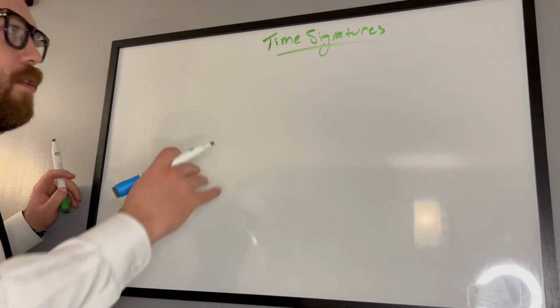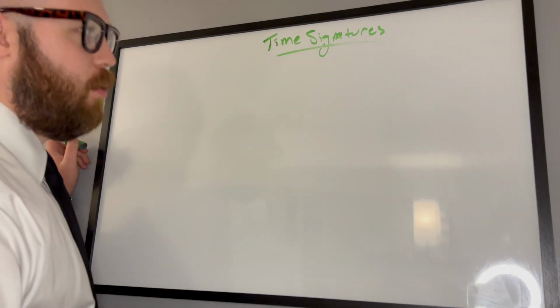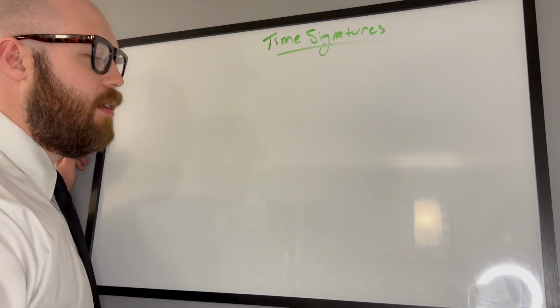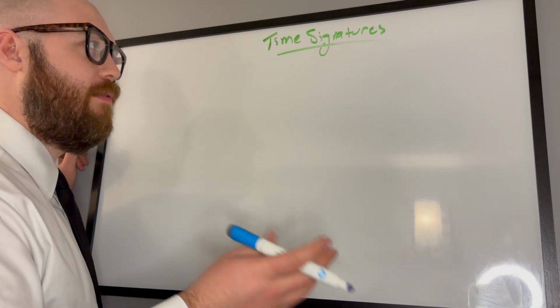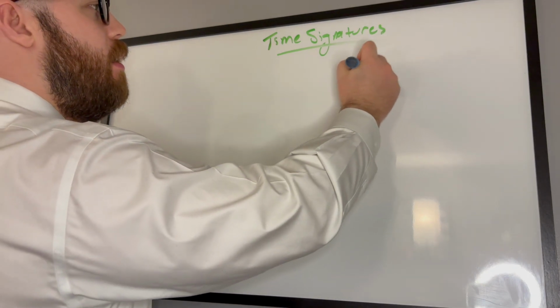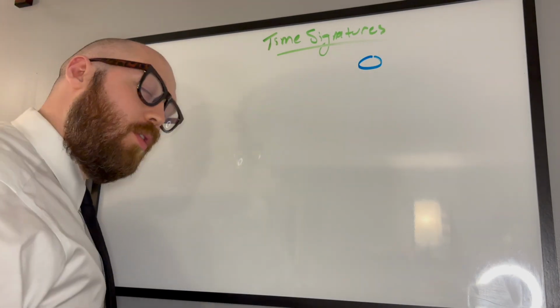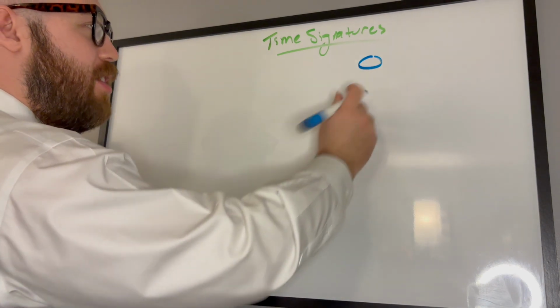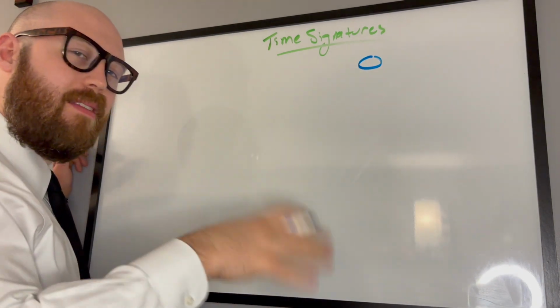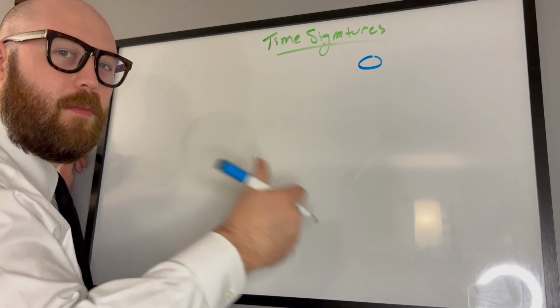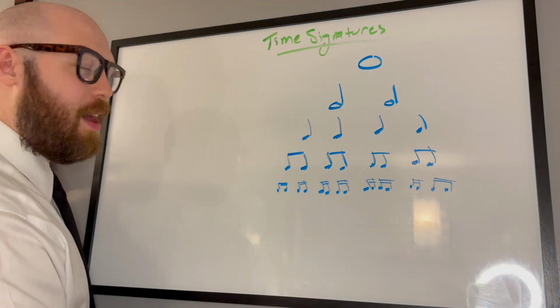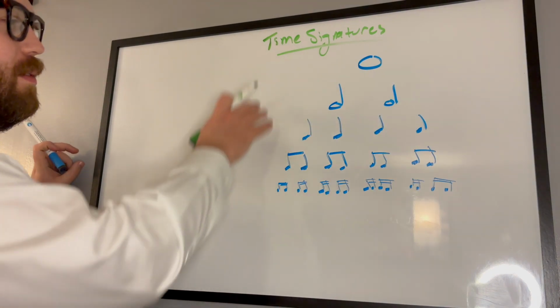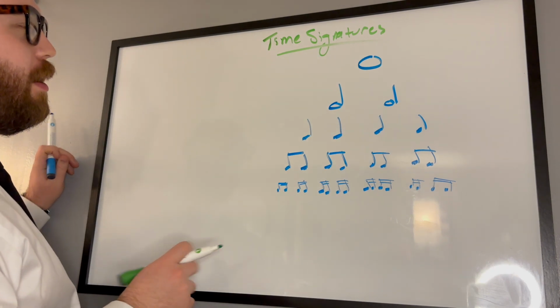So first of all, over here, I'm going to write out the common notes and note values we have. It's a whole note. And I'm just going to fast forward and this will all be here already. See you on the other side.